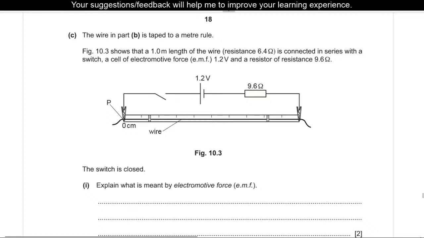Okay ji, part C. Figure 10.3 shows that a 1 meter length of the wire whose resistance is given as 6.4 ohm is connected in series with a switch, a cell of electromotive force 1.2 volt and a resistor of resistance 9.6 ohm. The switch is closed. Explain what is meant by electromotive force. So I would like you to give the definition of electromotive force in the chat.